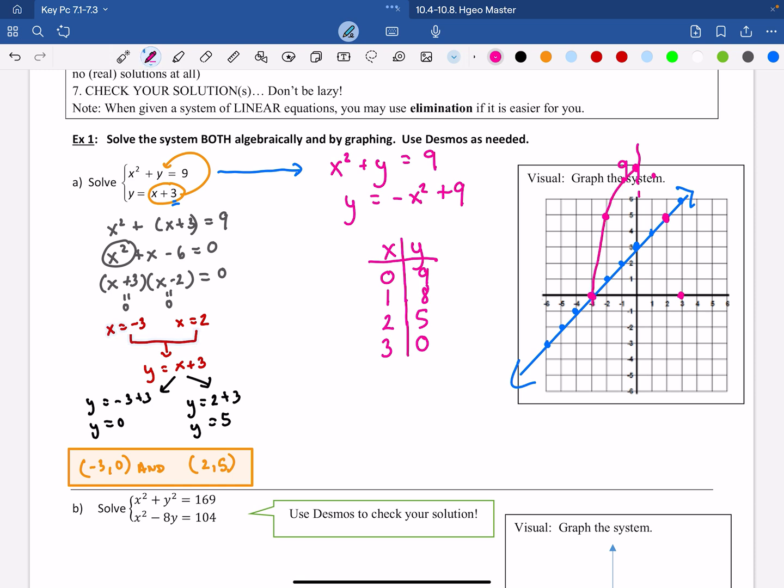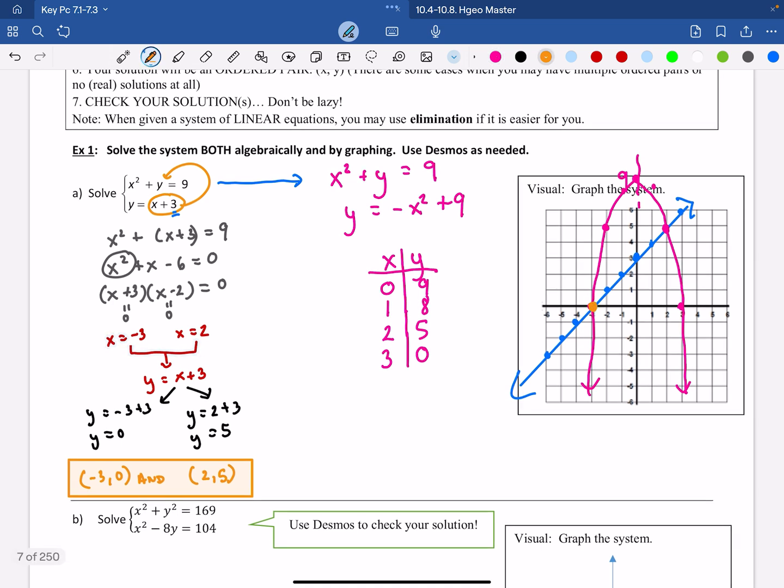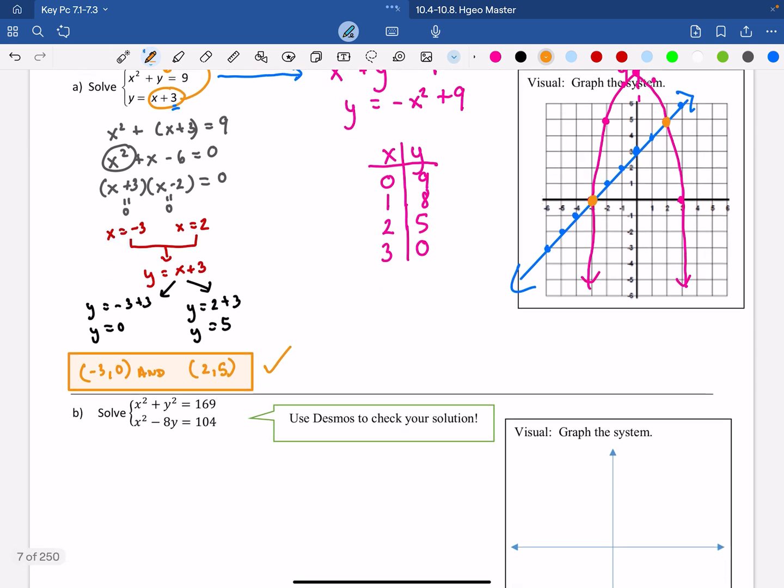But if you notice where the parabola and the line are intersecting here, you're going to see the intersection points are negative 3, 0, and that's our algebraic solution. And over here on our line, you can see when x is 2, y is 5, check. All right, exactly the same solutions. All right, so that's the beauty of remembering how to graph.